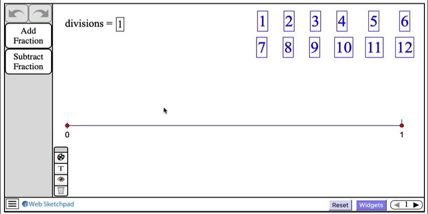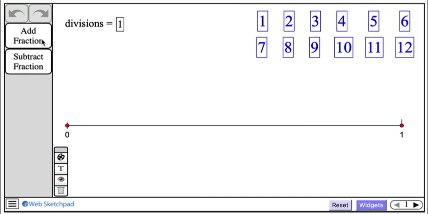In this video, I'm going to demonstrate how we can use Web Sketchpad to model fraction addition and fraction subtraction. For the very first problem, let's focus on 2/3 plus 1/5. We'll begin by constructing 2/3.